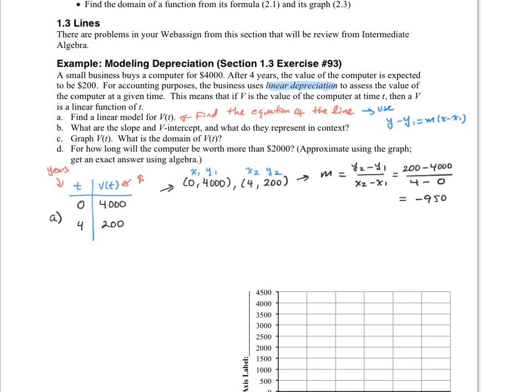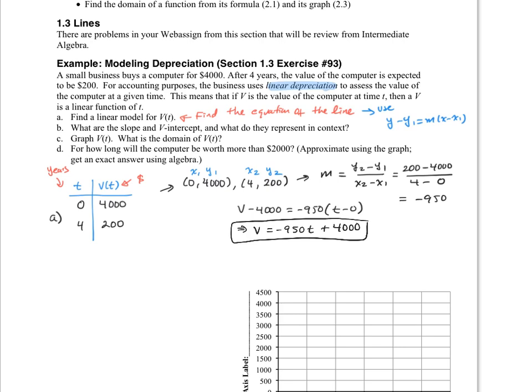So then if we use this equation using this point, we get the following: B minus 4,000 is equal to minus 950 times t minus 0. So therefore this is y1, this is x1. So from here we have B equals minus 950t plus 4,000. So this is the answer to part A.